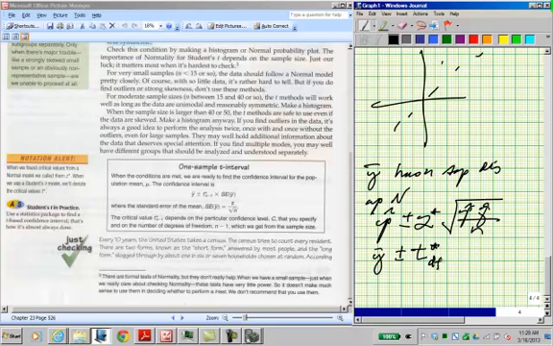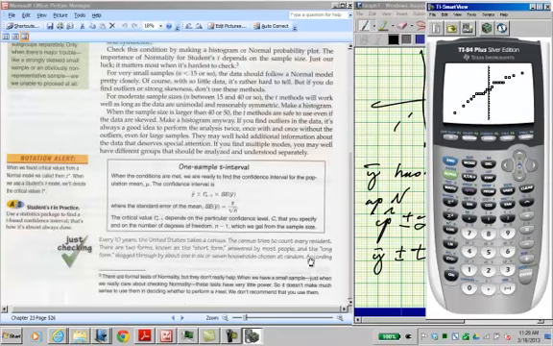So in other words, we're going to have a t star that goes with a sample size of 23, which is going to be degrees of freedom 22, times the standard deviation over the square root of n. Now let's do this on the calculator. Let's do one variable stats. We'll just go stat, calc, and one variable stats.